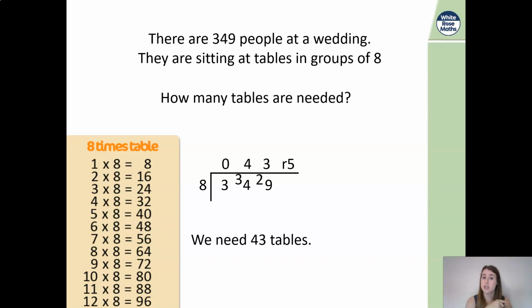Right, so this goes back to the question we looked at the other day with the apples. I can't just leave those people standing. They're also going to need a table, okay? But it's not going to be a full table. Okay, so I'll have 43 whole tables and only 5 people on another table. But I need that additional table because I can't have those 5 people standing up. So you need to make sure that you read the questions to check what it's asking you to do.